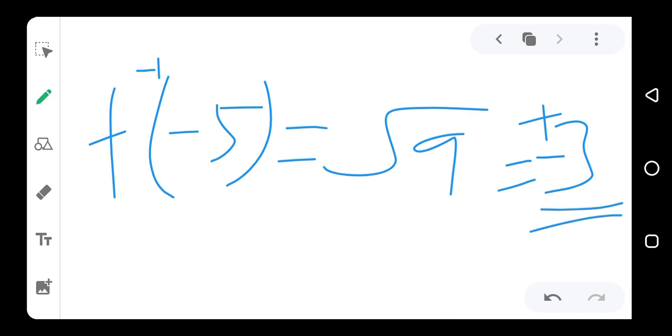This is the answer. So in your exam, you may see a question that asks you to find the inverse function of a number and not an x. So this is how to do that, and I believe this is very simple.